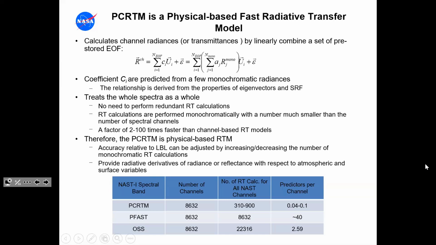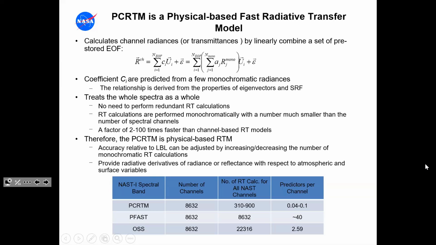Okay, for PCRTM, we have a NAST-I hyperspectral sensor. So we have 8,000 spectral channels. With PCRTM, I only need 300 to 900 monochromatic calculations. So for each spectral channel, you need less than 0.1 radiative transfer calculation per channel. Now with channel-based, you need at least 8,000 spectral channel calculations. For the OSS, it needs even a lot more.